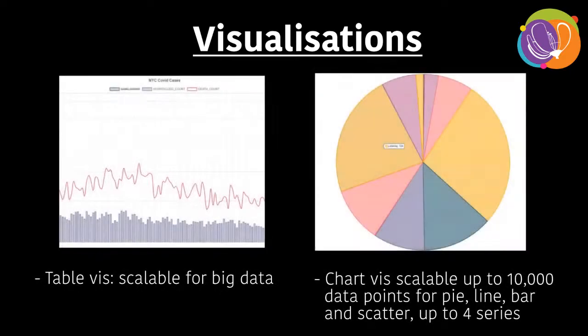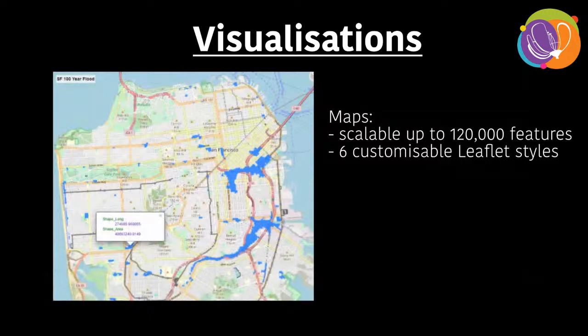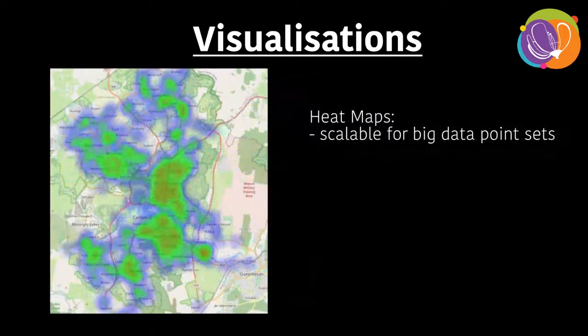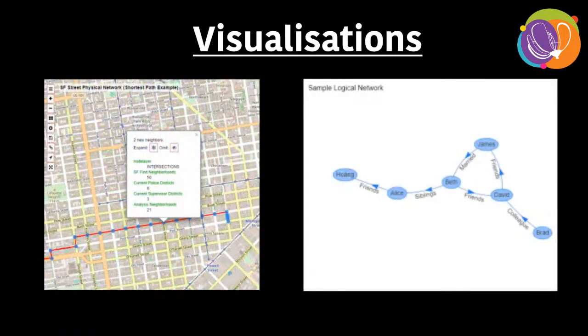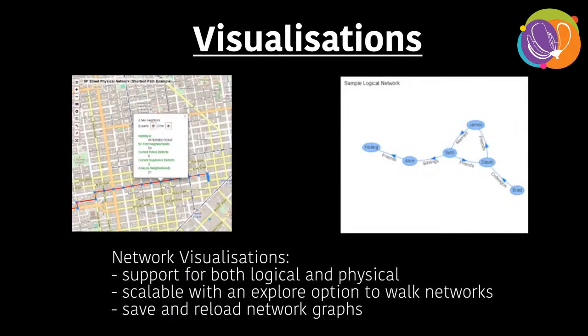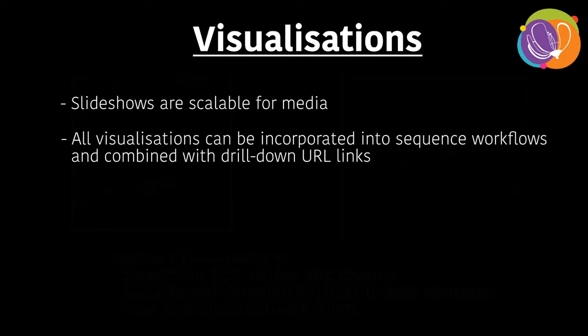So there's a wide variety of visualizations available. Table visualizations are scalable for big data. Chart visualizations are scalable up to 10,000 data points for pie, line, bar and scatter charts, up to 4 series. Maps are scalable up to 120,000 features, 6 custom or Leaflet styles. Heat maps are scalable for big data sets. Network visualizations support both logical and physical, scalable with an explore and walk the network mode. You can perform shortest path searches, and you can save and reload your network graphs. Slideshows are scalable for media, and all visualizations can be incorporated into sequence workflows and combined with drill down URL links.